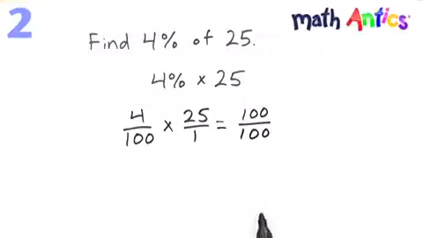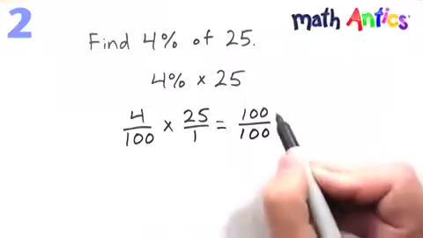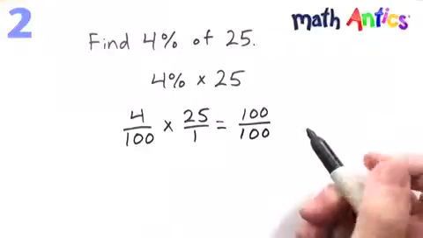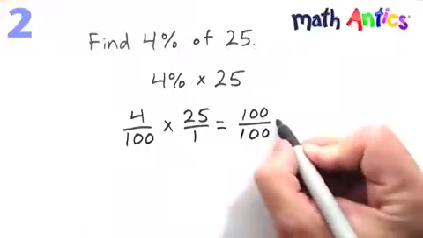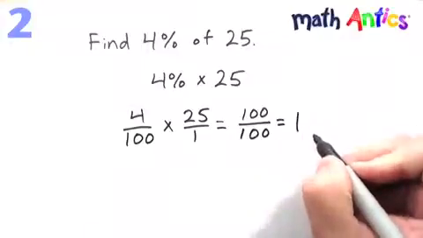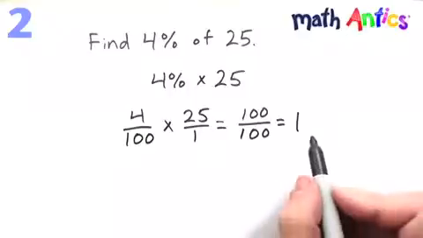And it's pretty clear that this is a whole fraction. It has 100 as the top number and as the bottom number. And any fraction with the same top and bottom number is a whole fraction and equals 1. So 4% of 25 is 1.